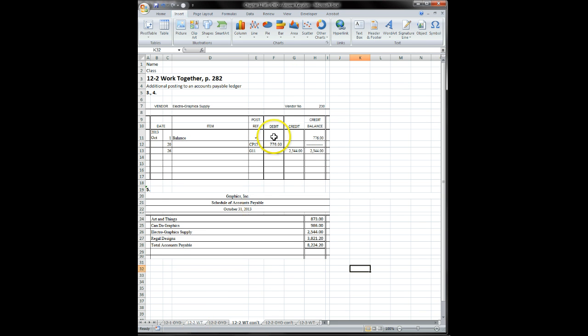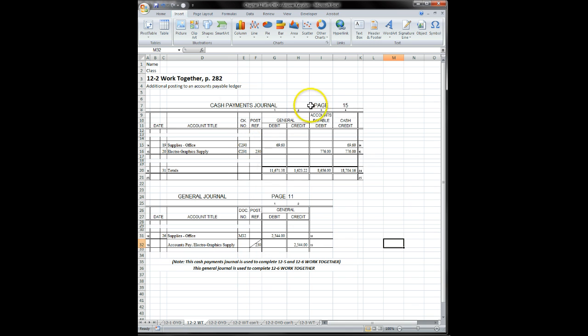I just want to double check what was on the other tab. Okay, here's our cash payments journal. We want the one for October 19th. Here's October 19th. Oh, look, it's to supplies-office. So that's where we want to post it to, right? We're posting to the general ledger. It was on the 19th. It was a debit for $69.60, and it's from cash payments journal, page 15.